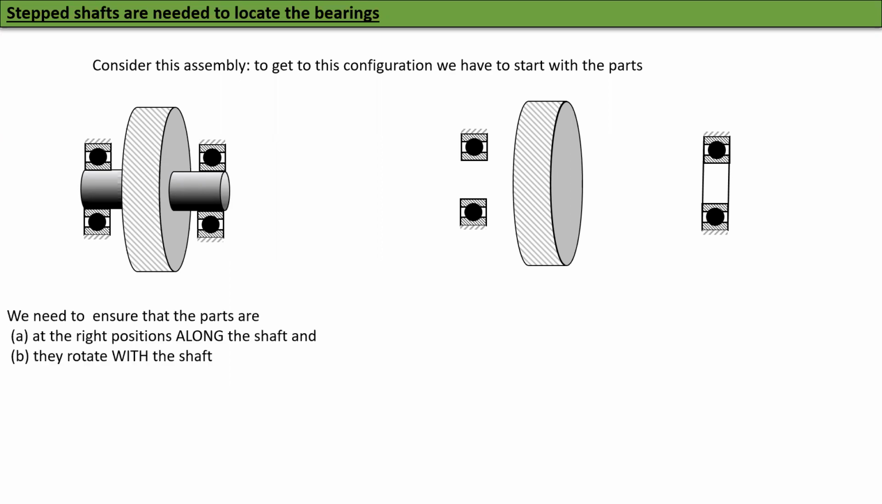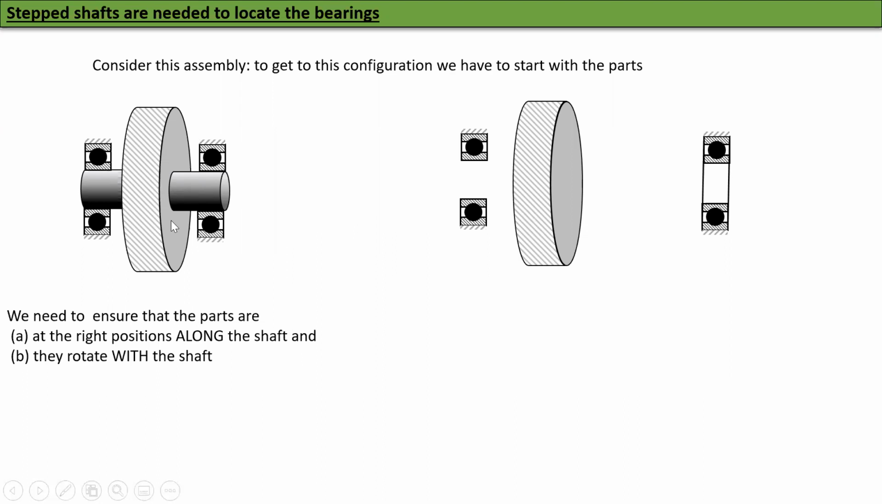Okay, so we need to ensure that the parts have two constraints. They have to be in the right positions along the shaft. Can you see along this shaft, they have to be in the right place so that they all mesh together along this shaft. And they should not allow relative rotation.